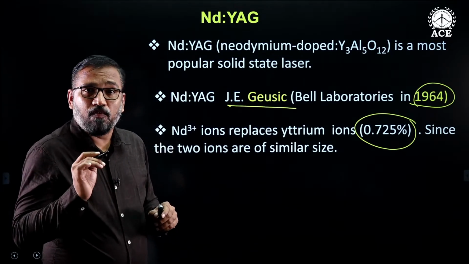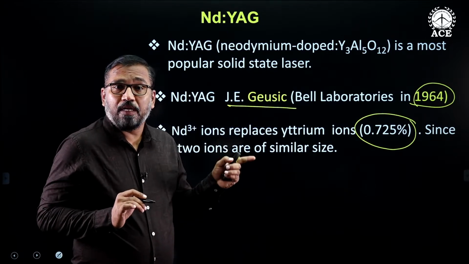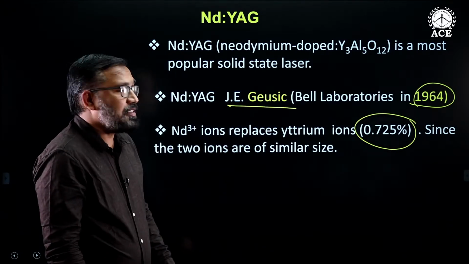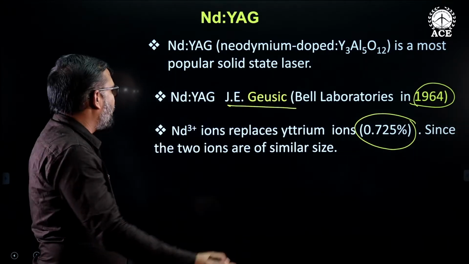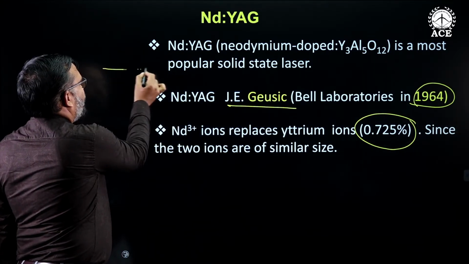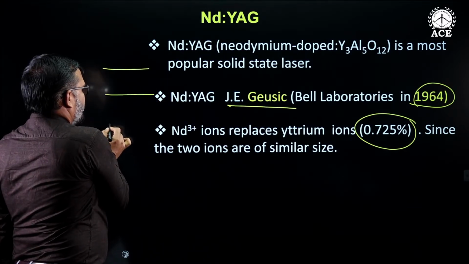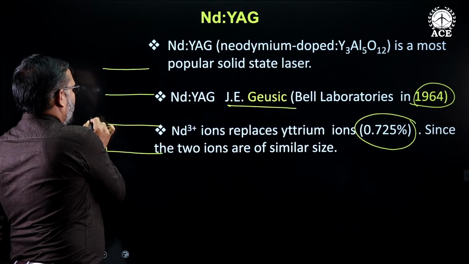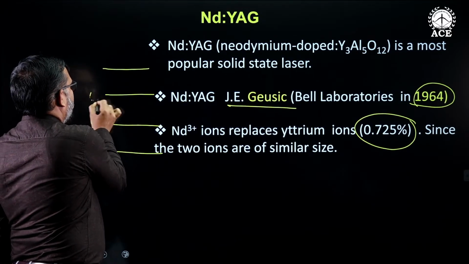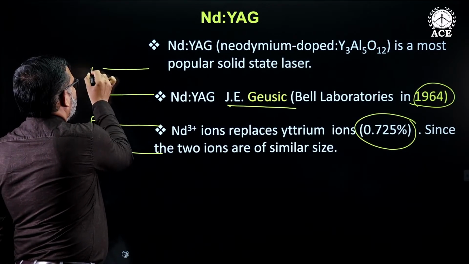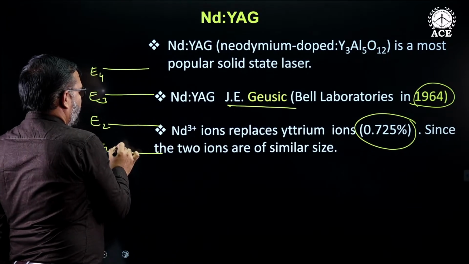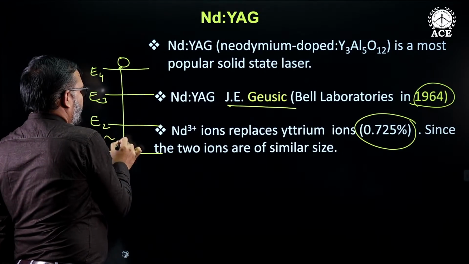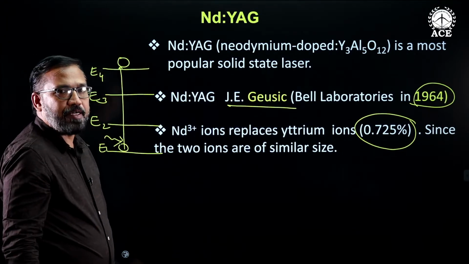It is a 4-level laser, whereas the ruby laser is a 3-level laser. So what is a 4-level laser? A 4-level laser means we have 4 different energy levels. This is the E1 level, E2 level, E3 level, and this is the E4 level. From the ground state, these atoms are excited by absorbing a sufficient amount of energy.